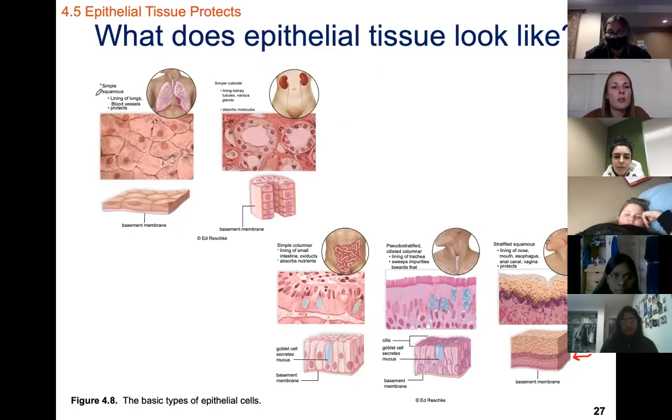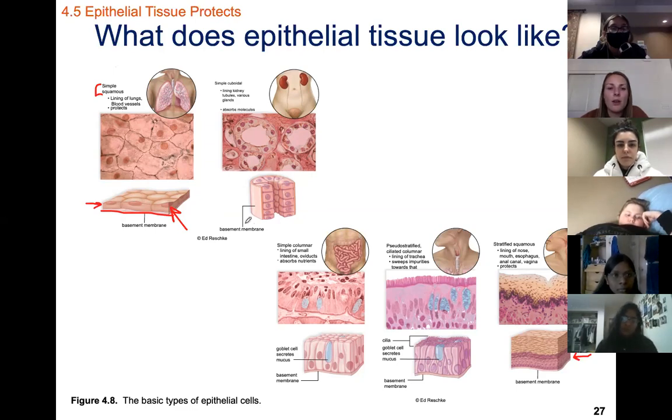This first one up here is called simple squamous. It's called simple squamous because there's a single layer, which is right here. You can see that, right? There's a basement membrane, and then there's one layer. The next thing we look at is their shape, and it kind of looks flattened. So that's why it's called simple squamous. This is lining of the lungs, the blood vessels, and it helps protect.